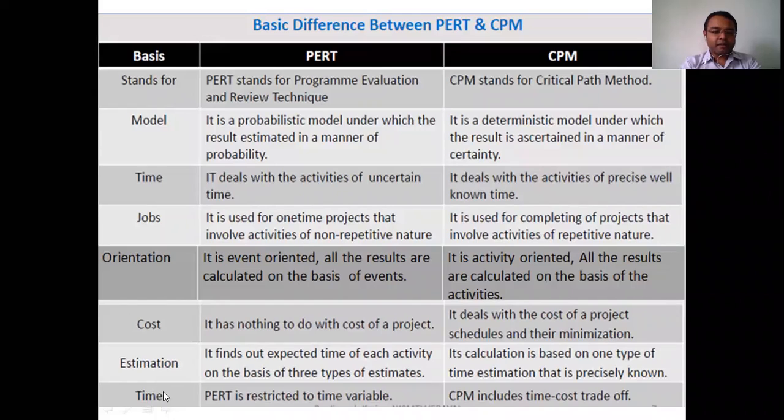Next, the last part, that is time. PERT is restricted to the time variable. Time is variable in the PERT case. In CPM, time and cost have a particular binding. That's why you have to complete any project in case of CPM with a particular schedule. We have to complete that project within that particular stipulated time and within the optimized cost. So this is the basic difference between CPM and PERT.